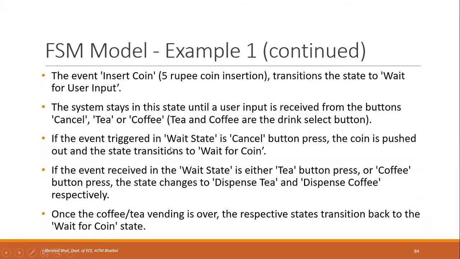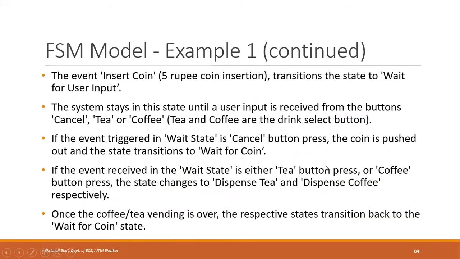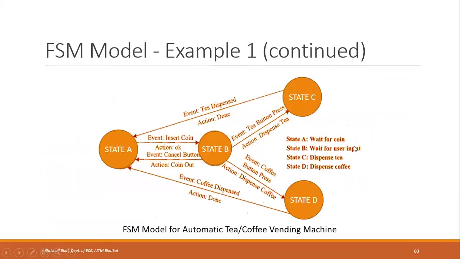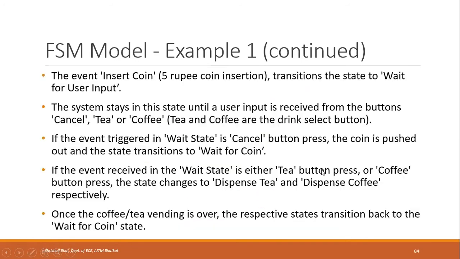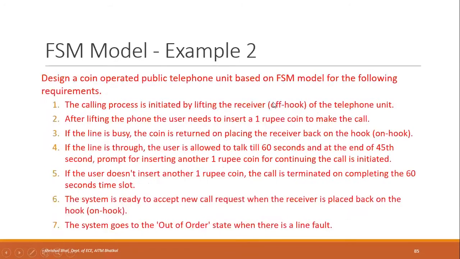If the event triggered in the wait state is cancel, then the coin is pushed out and the state transitions back to wait for coin. If the event is tea button press or coffee button press, the state changes to dispense tea or dispense coffee, depending on what is pressed. Once the tea or coffee vending is over, the respective states transition back to wait for coin, so that another user can come, insert a coin and get the required item. Okay, so that's about the FSM model for the automatic tea coffee vending machine.